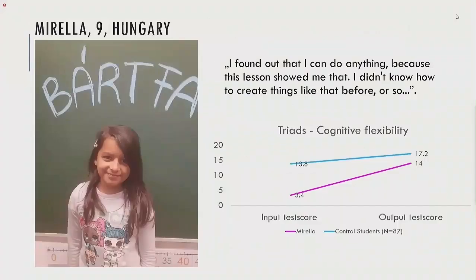So this is a girl coming from a very deprived community, and if you see her results in cognitive flexibility measured by this red and yellow test, it is visible that compared with the control students, her development is much better than that of the control students. And this is a quotation from her: I found out that I can do anything because this lesson showed me that I didn't know how to create things like that before, but now I know how to do that.